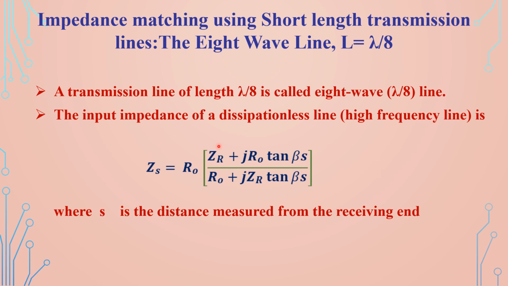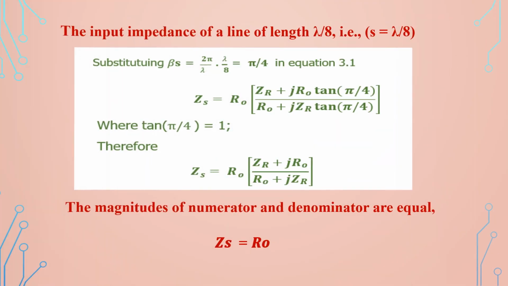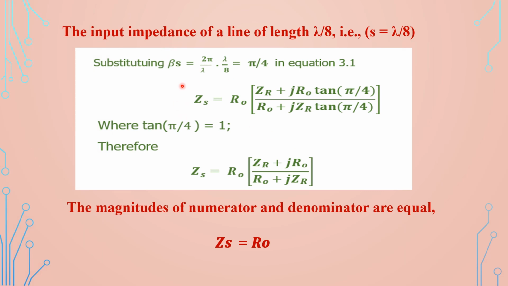I hope you are all very clear with the various parameters. R0 is the characteristic impedance, Zr is the load impedance or impedance at the receiving end, and Zs represents the input impedance. What is beta? Beta is nothing but 2 pi by lambda. S is nothing but the distance measured from the receiving end.